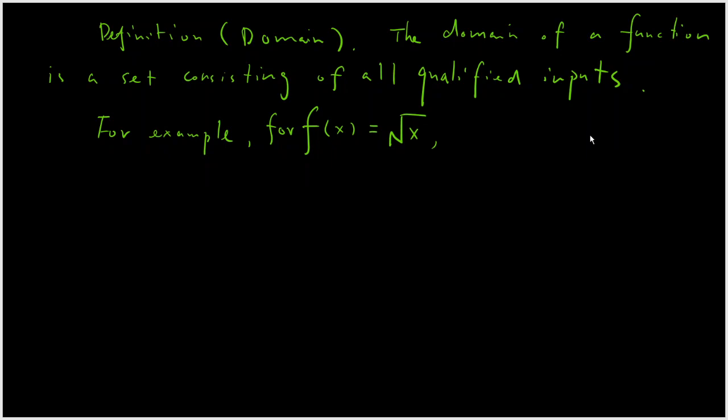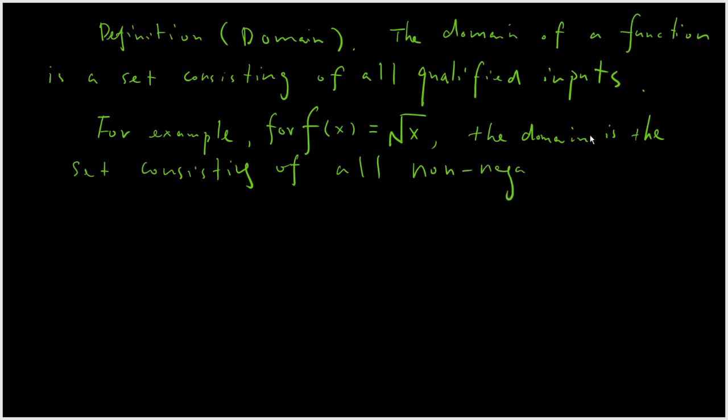Okay. For this function, if I'm looking for a description in words, you say the domain is the set consisting of all non-negative numbers, right? And of course, the description is not unique. You can also say all the numbers greater than or equal to 0. The same thing, right? Later on, we're going to introduce some notation called interval notation to represent the set consisting of all the non-negative numbers and so on. Okay. But now I want to move on to the next definition.